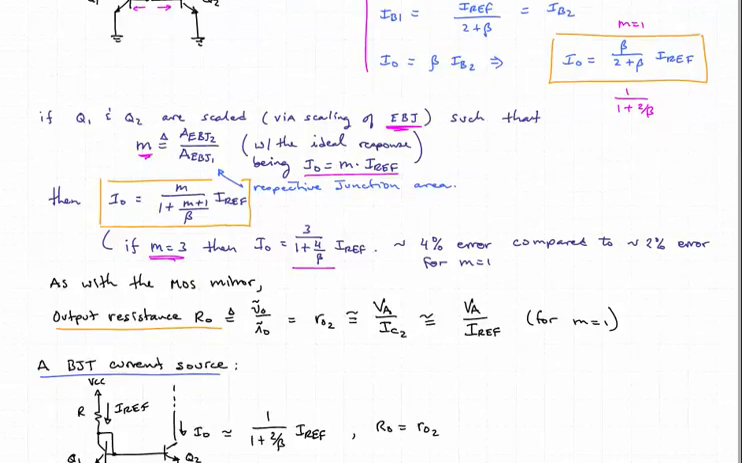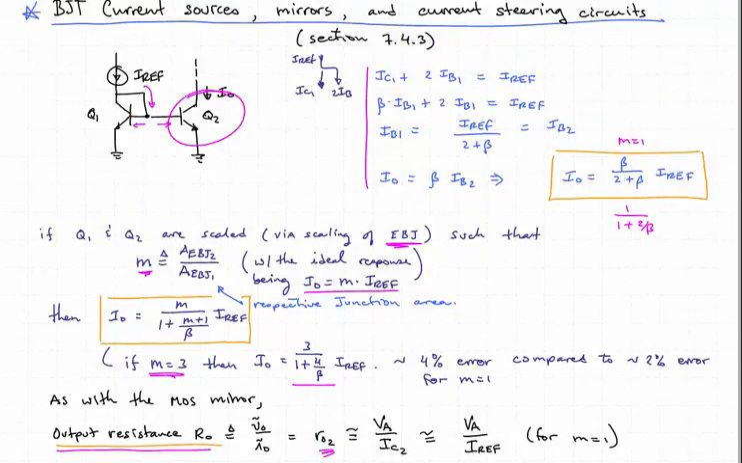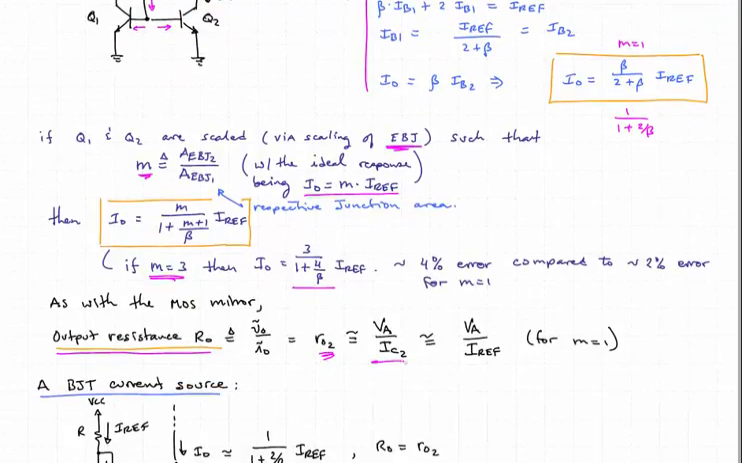Now, just like for the MOSFET mirror, there's an output resistance RO, and it's going to be equal to RO2 in this case. That's just the output resistance of this transistor Q2, and it will be equal to VA over IC, the collector current of Q2, which is approximately the Early voltage VA over IREF.